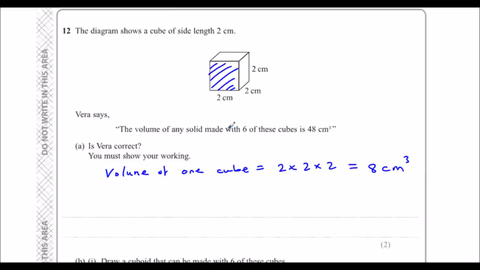And if you've got a solid made of 6 of them, 6 times 8, so 6 of these cubes, their volume is 6 times 8, which is 48 centimeters cubed. So Vera is correct.